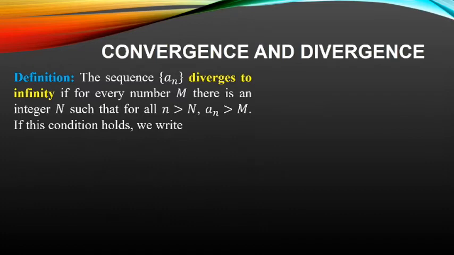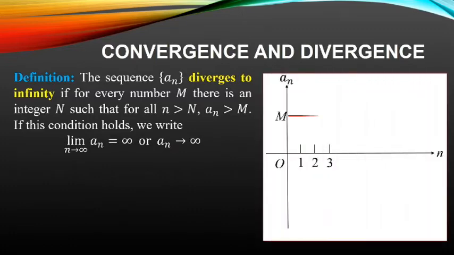Definition, the sequence a sub n diverges to infinity if for every large number M, there is an integer large N such that for all n greater than large N, the value of the n-th term is greater than large M. If this condition holds, we write the limit of a sub n is equal to infinity as n approaches infinity, or a sub n approaches infinity. So as illustration, if the value of your terms gets larger as n increases, that means the limit of your terms goes to positive infinity. That means hindi bababa yung value niya dun sa large M na yan.